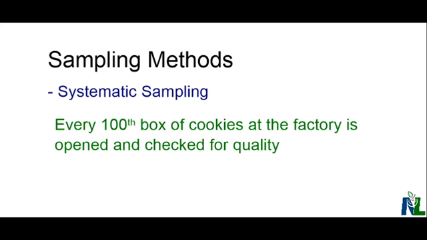So, for example, at a chocolate cookie factory, every 100th box of cookies is going to be checked for quality. We'd like to know the quality of the cookies, but we can't open every box of cookies because then all the cookies will be open. So we're going to choose to open every 100th box, and we hope that the quality we see from those boxes will tell us about the general population. So the fact that it's every 100th, that's what tells us it's systematic sampling.